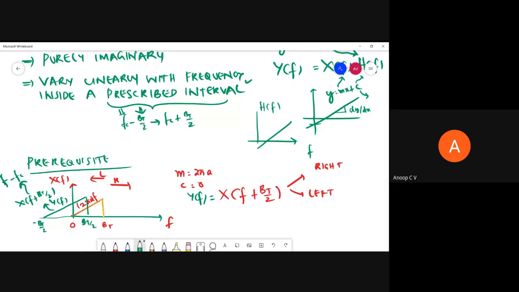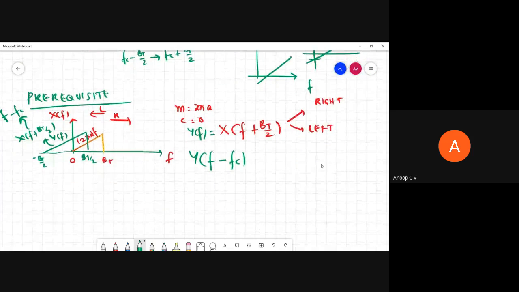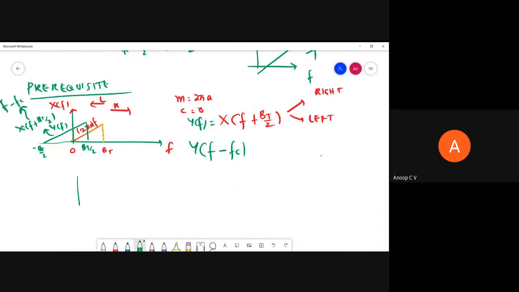We have already discussed it. Now this y of f is x of f plus bt by 2. My question is, what will be y of f minus fc? I'll draw the new y of f here. The new y of f is like this. The slope is 2 pi a. It spans from bt by 2 to minus bt by 2, and this is 0. This y of f is obtained by shifting x of f by an amount bt by 2 to the left.